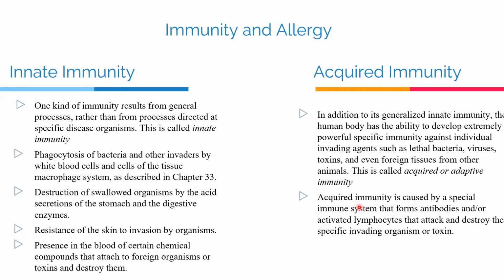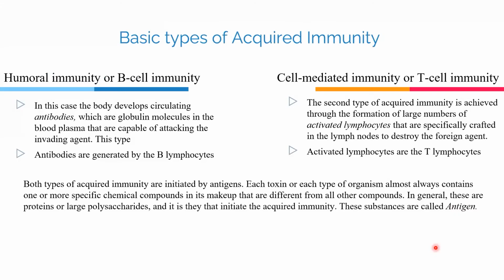Acquired immunity is caused by a special immune system that forms antibodies or activated lymphocytes that attack and destroy specific invading organisms or toxins. What we mean by specific invading organisms and toxins is, say, you have a SARS-CoV-2 infection of a particular strain. Our body will prepare its acquired immune system to be primed towards that strain of SARS-CoV-2, and next time you have an infection, our body will generate various cells such as T lymphocytes and also antibodies, which fight specifically against the SARS-CoV-2 virus.